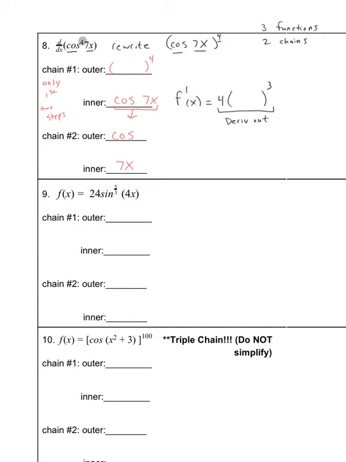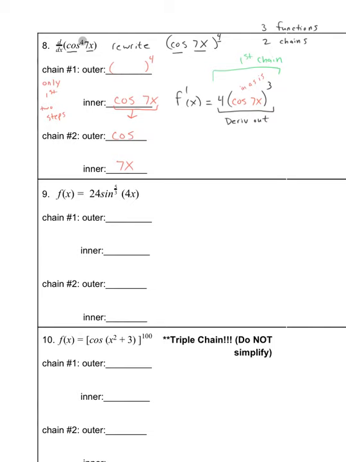We plug in the inner as is, that whole thing right there. So we put in the cosine of 7x. That is the inner as is. All right, and that is all we do on the first chain. This is the first chain. On the first chain, you only do the first 2 steps. Derivative of the outer, plug in the inner as is.